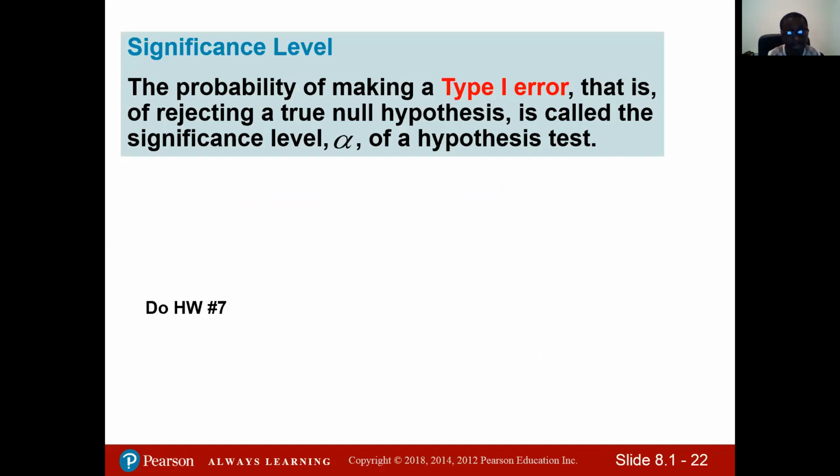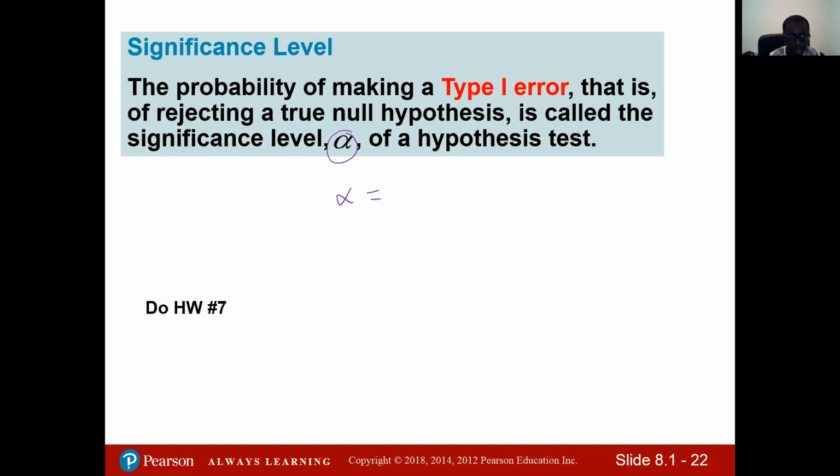So the significance level, alpha, what is it? It is the probability of making a type 1 error. That's why we set it to be very small. Once you control type 1, you indirectly control type 2, so you don't need to control both, just one of them is enough. Now, what do we mean by type 1 again? The null hypothesis is true, but we reject it.